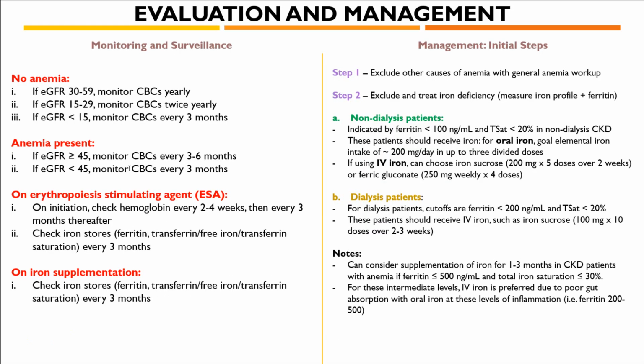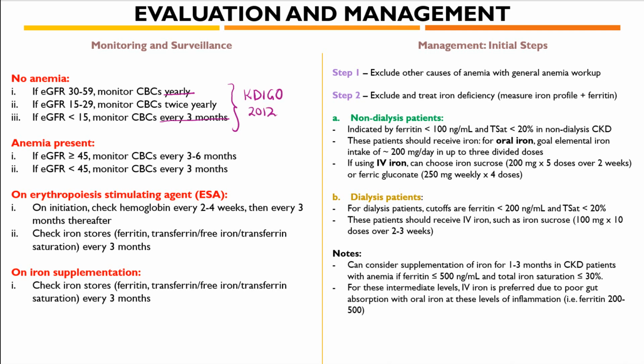Now, how do you evaluate and manage anemia in chronic kidney disease? Well, there's a bunch of monitoring and surveillance recommendations that I've listed here. For patients who don't have any anemia, as in normal hemoglobin, normal everything, you monitor them anywhere from every 3 months to every year, depending on how advanced their CKD is. So for a GFR less than 15, you monitor every 3 months. And for a GFR between 30 and 59, so stage 3 CKD, you monitor every year. These monitoring frequencies, by the way, are straight from the 2012 KDIGO guidelines, which is the latest version, unfortunately.